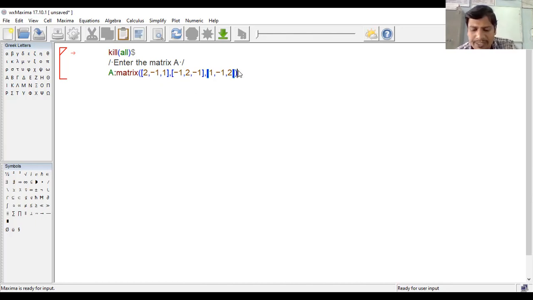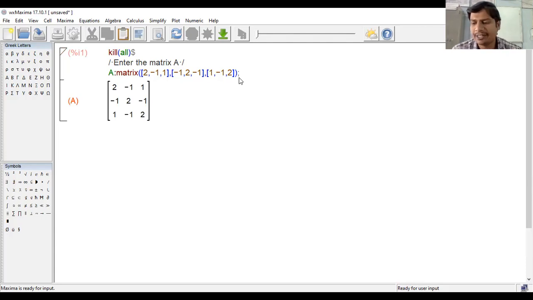See here, that is the semicolon. First you take A matrix, after that colon of matrix of this element: 2, minus 1, 1, comma, then minus 1, 2, minus 1, comma, then the third row is 1, minus 1, 2. After that you press shift enter. This is your matrix.